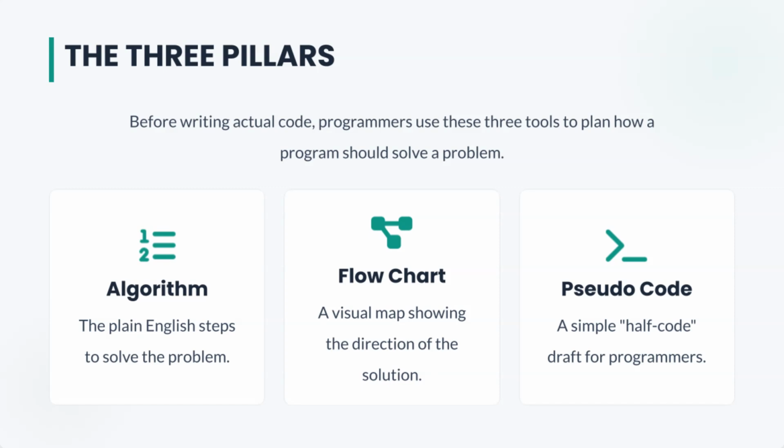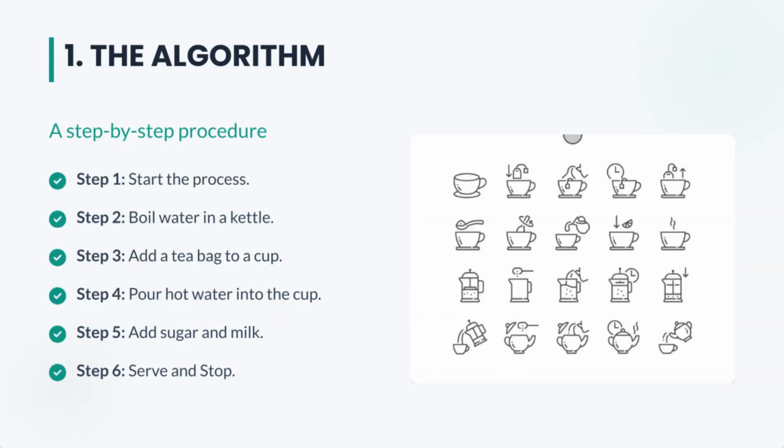First, the algorithm, which is a step-by-step list written in plain, everyday language. Second, the flowchart, which is a visual diagram showing the direction and decisions of our solution. And third, pseudo code, which acts as a simplified mock-up or rough draft of our final program. Let's look at how each of these works using a very simple example.